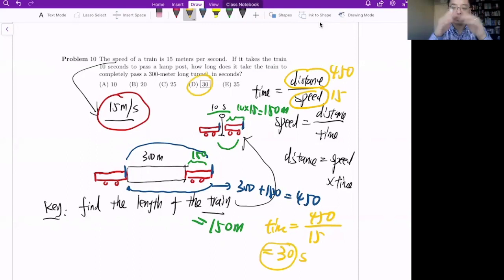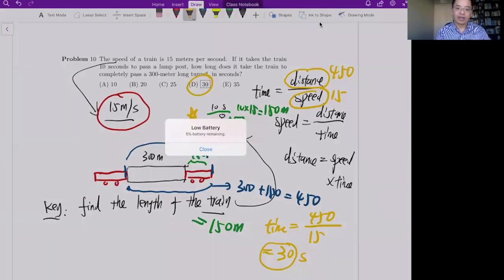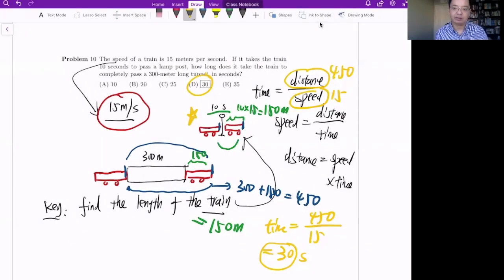So here the main point is you should be careful. For a train to completely pass the tunnel, it needs to pass the tunnel plus the train itself, because the head goes in and the tail comes out. So you need to figure out the length of the train. How to figure it out is based on right here: it takes the train 10 seconds to pass the lamppost. The lamppost is just one pole. So that's how we figure out the length of the train, which is 150 meters.